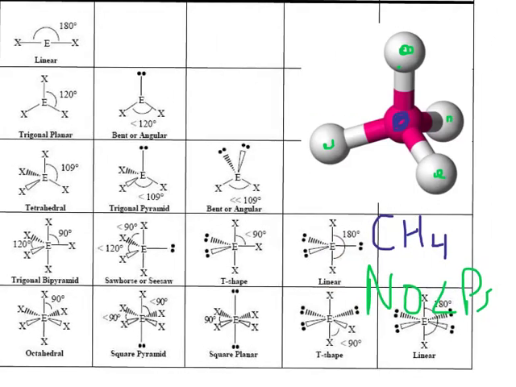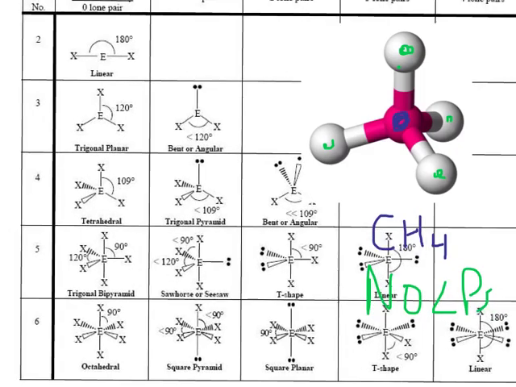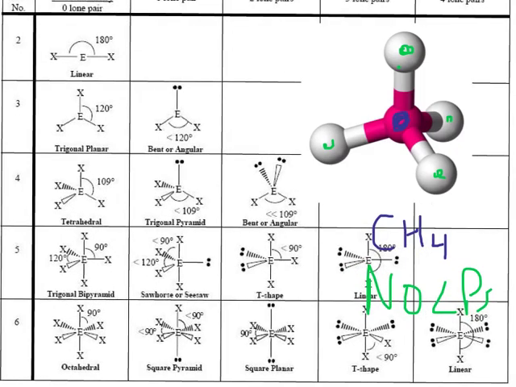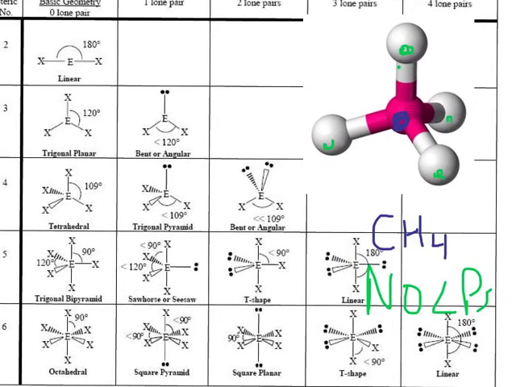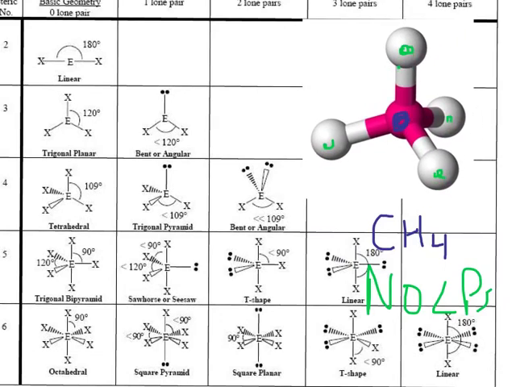In that case, we will go to our chart and we will say, okay, the steric number, the number of lone pairs and bonded pairs added together, is in fact 4. Steric number 4, lone pairs 0. Therefore, the shape of this molecule is going to be tetrahedral.